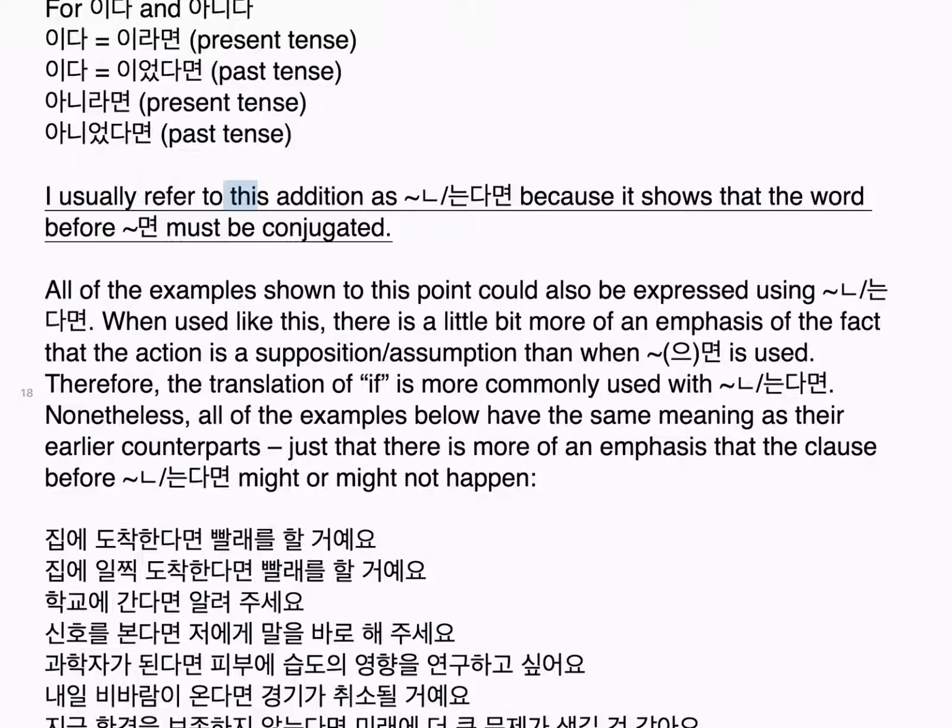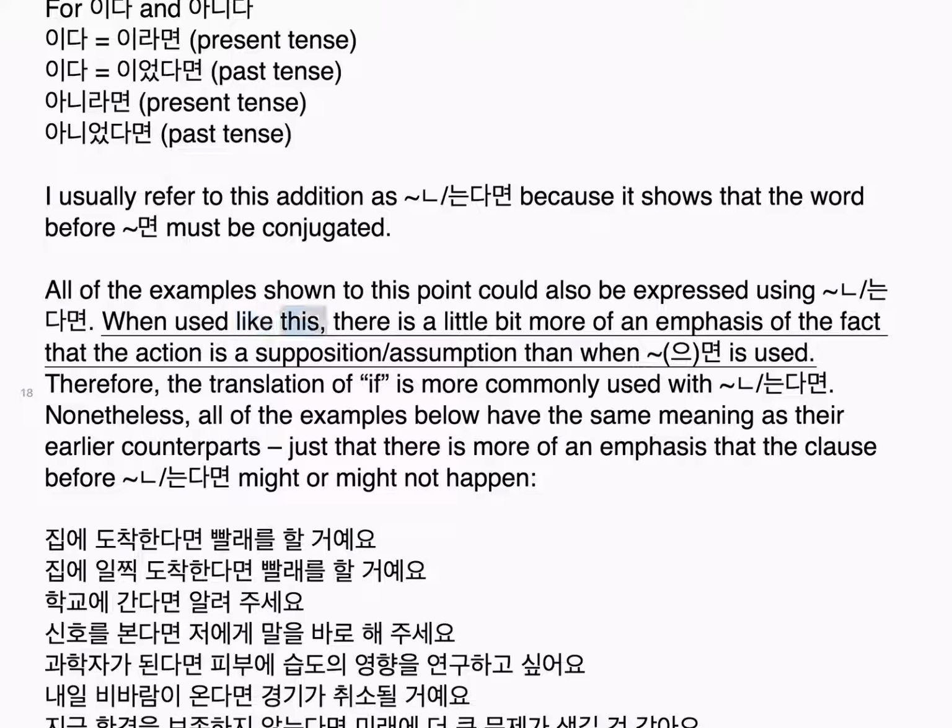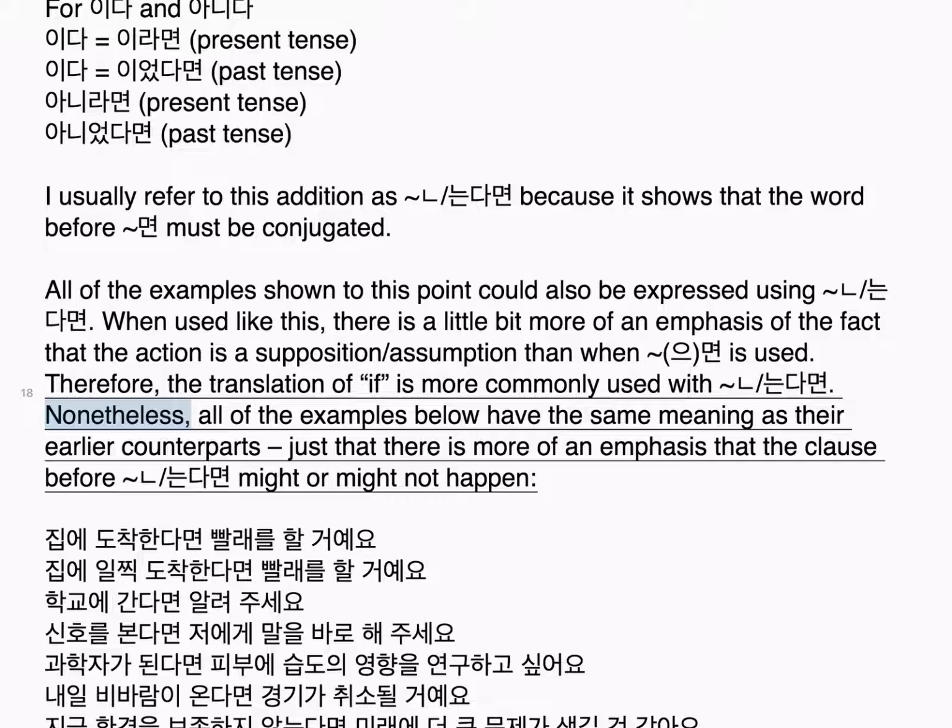I usually refer to this addition as 는다면, because it shows that the word before 면 must be conjugated. All of the examples shown to this point could also be expressed using 는다면. When used like this, there is a little bit more of an emphasis on the fact that the action is a supposition, an assumption, than when 으면 is used. Therefore, the translation of if is more commonly used with 는다면. Nonetheless, all of the examples below have the same meaning as their earlier counterparts, just with more of an emphasis that the clause before 는다면 might or might not happen.